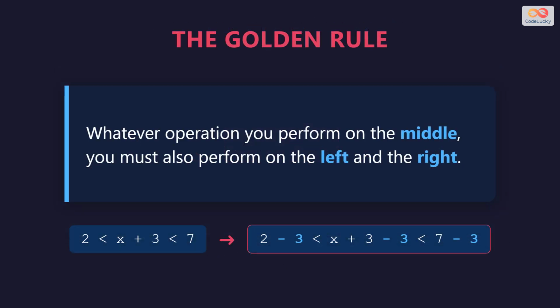Here is the most important rule for today. In standard equations, whatever you do to one side, you do to the other. In three-part inequalities, whatever operation you perform on the middle to isolate x, you must also perform on the left side and the right side. You have to keep the system balanced across all three sections.